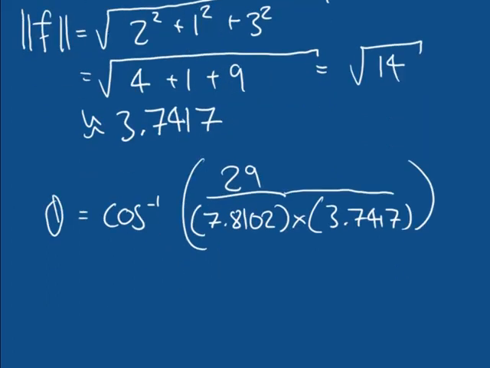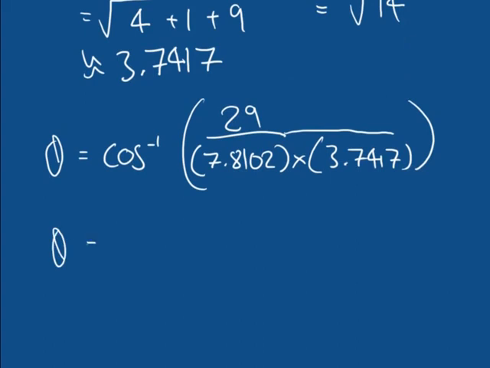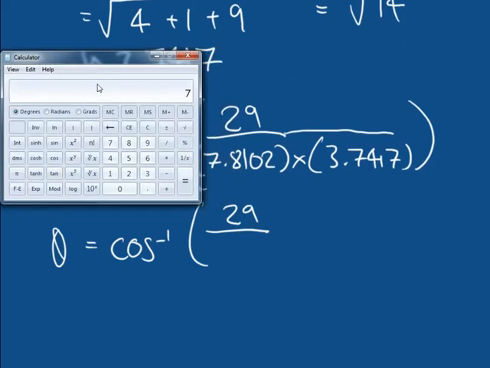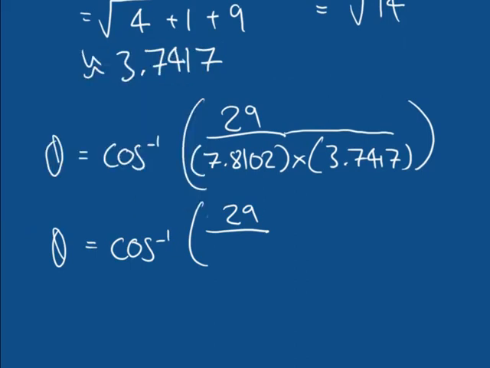So we can use a calculator to help us solve this. That's equal to the inverse cosine of 29 divided by, let's bring our calculator up, 7.8102 multiplied by 3.7417, which is approximately 29.2234.